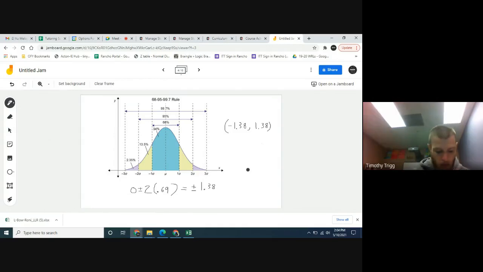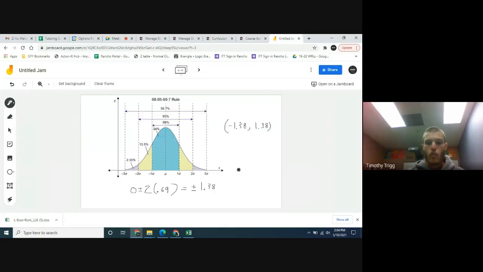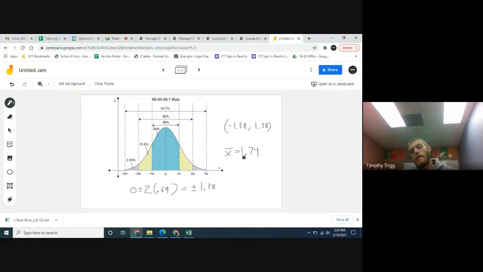Okay. So this is your 95% confidence interval. That's what we're going to put here. Now our sample mean was 1.74. The sample mean differences. So what does that mean? So what we would say is that this mean is outside of this interval. 1.74 is above 1.38, so it's outside this interval, which means that this sample mean is outside the 95% confidence interval. So, in other words, this sample mean is statistically significant at a 95% confidence interval.